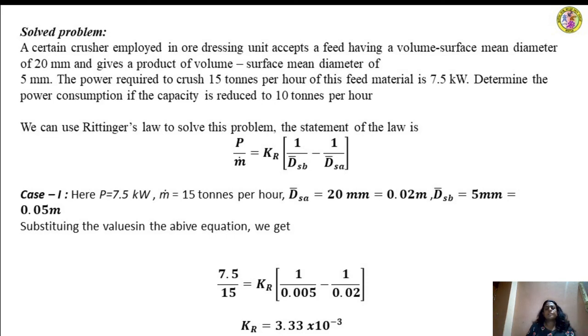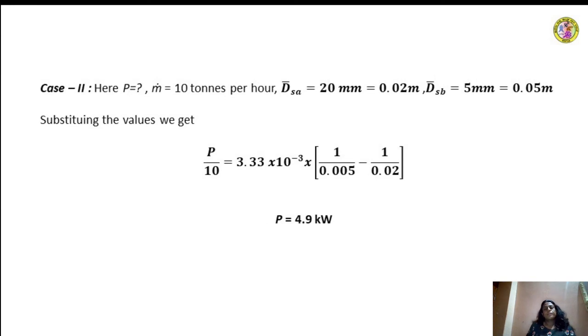So substitute all other values as shown in the slide and calculate the Rittinger's constant. After you do the calculations, the Rittinger's constant you get here is 3.33 into 10 raised to minus 3. So that is the calculation for the first case. In the second case, all other things remain the same, but the feed rate is reduced. So for that particular rate, what is the power required? That is what you are supposed to calculate.